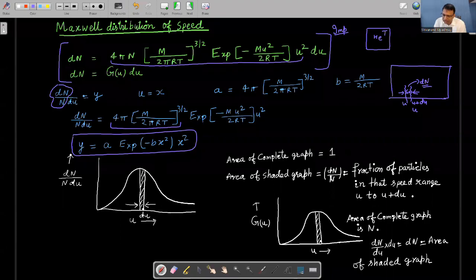This equation is drawn here. So on the y-axis, it is the fraction of particles in a particular speed range, so dn upon n du, and on the x-axis, it is u.